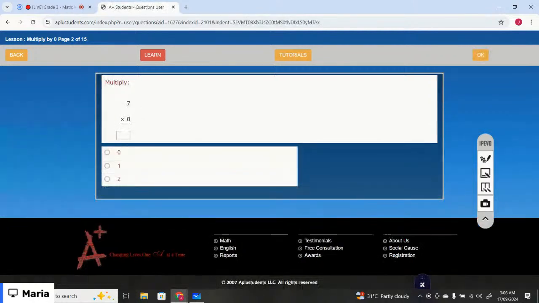The next one is 7 times 0, which is the correct option. 7 times 0 is 0. Whatever number it is, if you are multiplying with a 0, the answer is always a 0. Option number 1 is the correct option. 7 times 0 is 0.